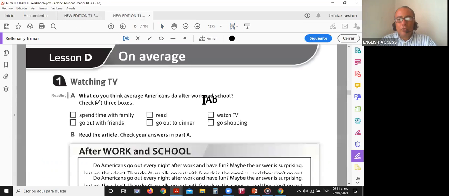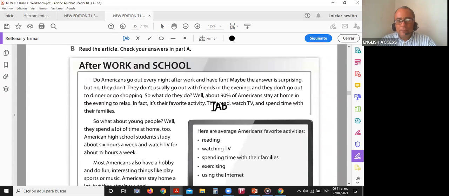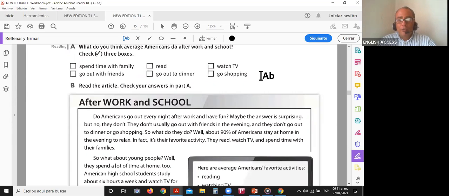In the workbook to practice, please, page number 32. Here you need to read again about an article. What do you think the average American does after work or school? Spend time with family, go out with friends, read, go out to dinner, watch TV, or go shopping. You need to check 3 boxes. Whatever you think is optional.